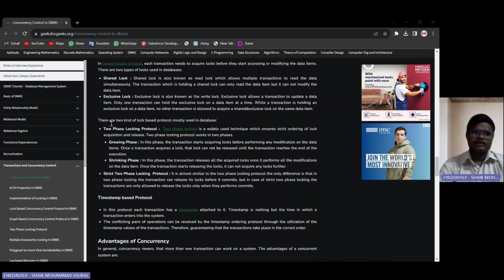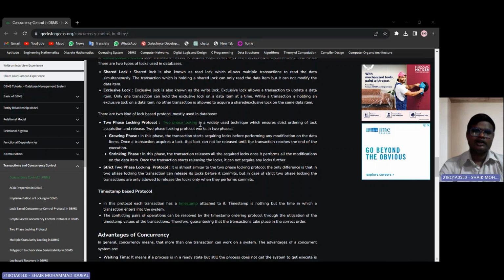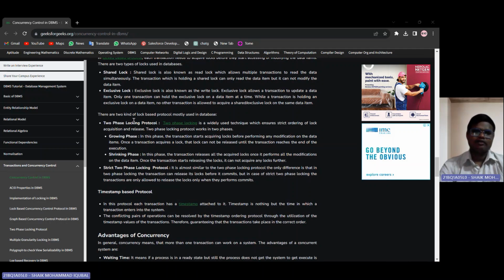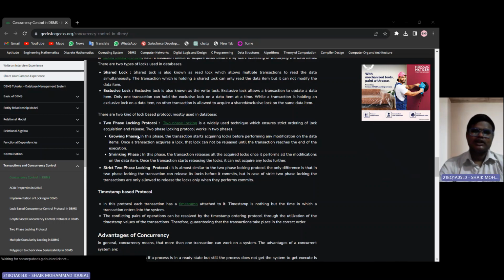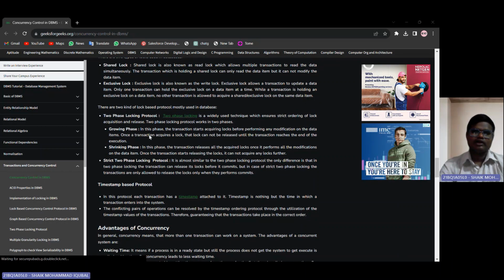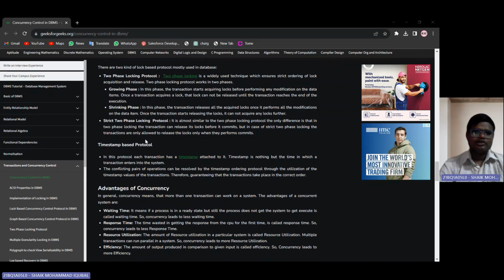Growing phase, shrinking phase. In the growing phase, the transaction starts acquiring locks before performing any modifications on the data items. Once a transaction acquires a lock, that lock cannot be released until the transaction reaches the end of the execution. Shrinking phase: in this phase the transaction releases all the acquired locks once it has performed all the modifications on the data item. Once the transaction starts releasing the locks, it cannot acquire any further locks.